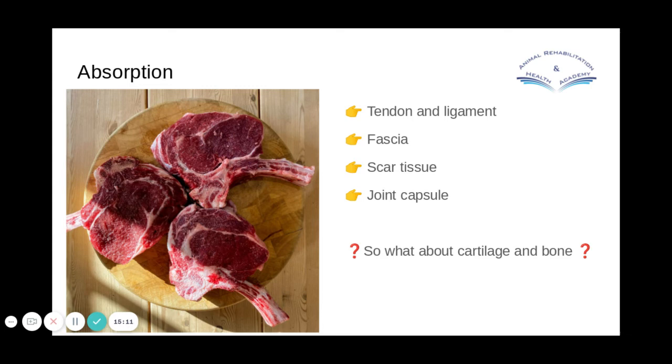So what about cartilage and bone? If we're thinking about a dense collagenous tissue, high protein tissue, well then surely bone and cartilage are going to be good for that and it's going to be absorbed. So why can't we actually get it into the bone using your general shortwave ultrasound machine, which is what we've been discussing up till now?